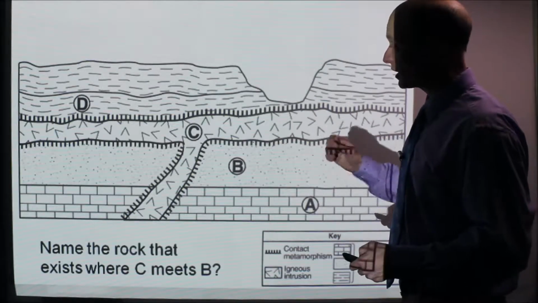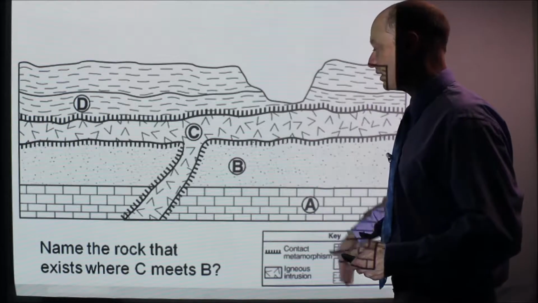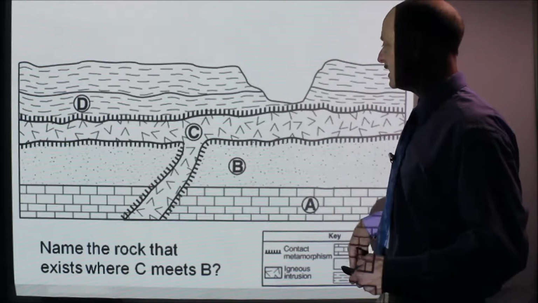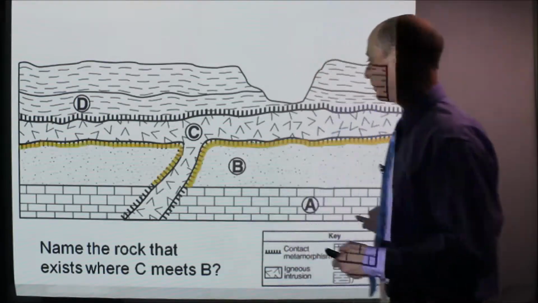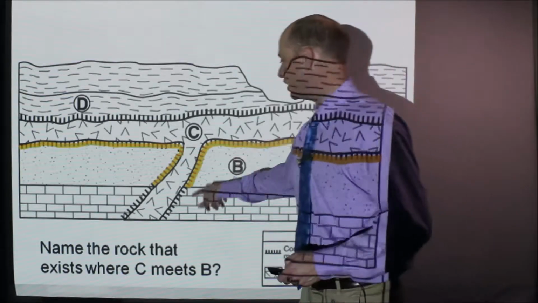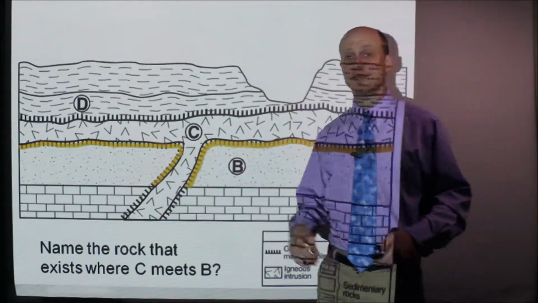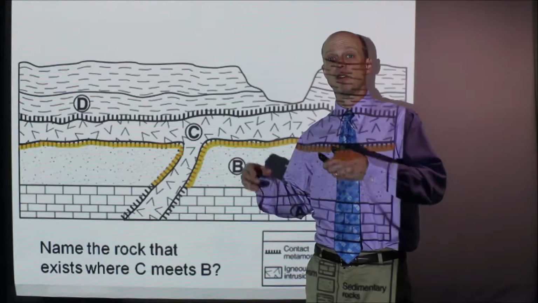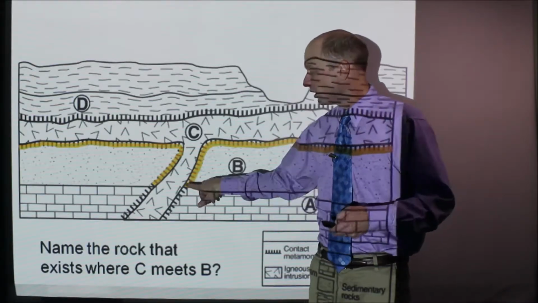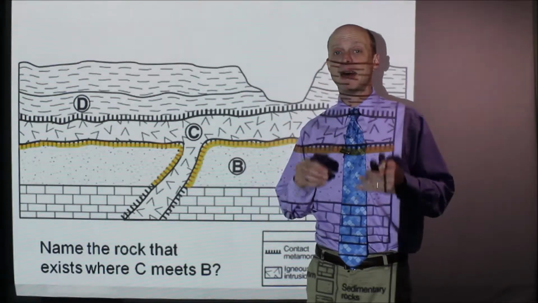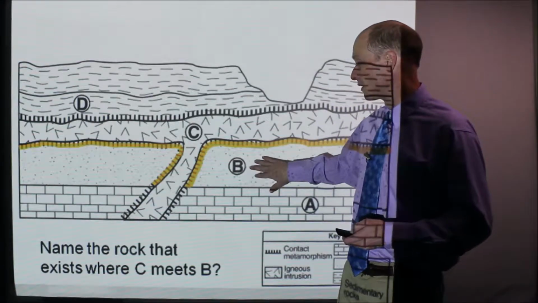This is another question that comes up in cross sections like this. Name the rock that exists where C meets B. And I'm going to highlight what that is now. So that means anywhere here where C meets B. So C came in, it was really hot, and it contact metamorphosed B, kind of cooked it. So all right along here is a metamorphic rock, the metamorphic version of rock B.